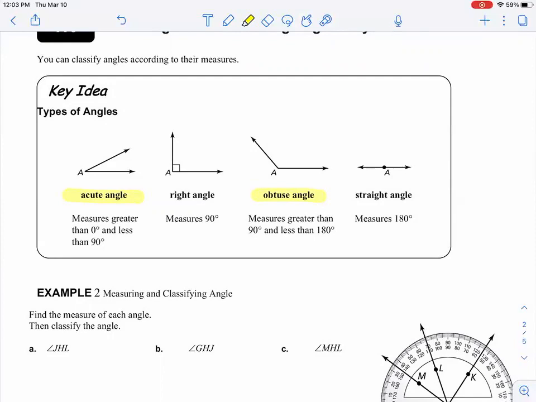But there are a couple others. If it's exactly 90, that's called a right angle, and that little box goes in the corner to show that it's exactly 90 degrees. And if it makes a straight line, then it makes what's called a straight angle, which would be 180 degrees, like 2 90 degrees together, or like half a circle.